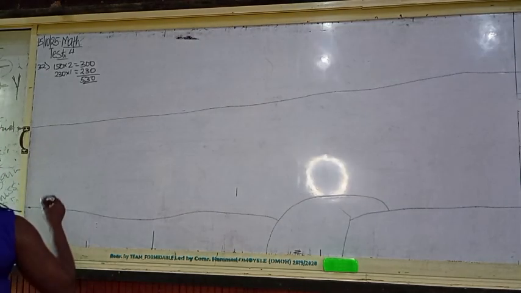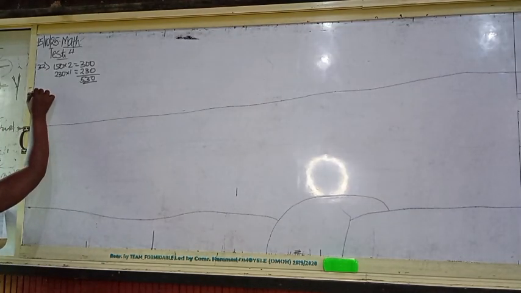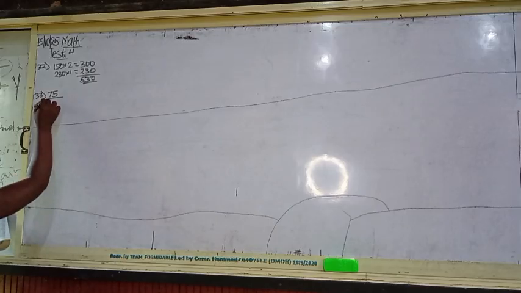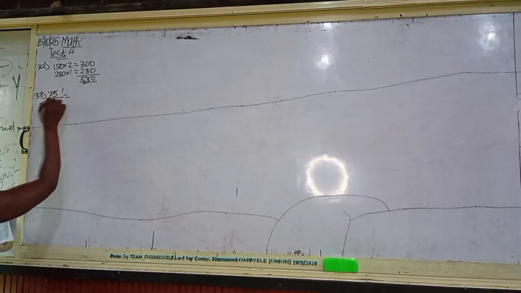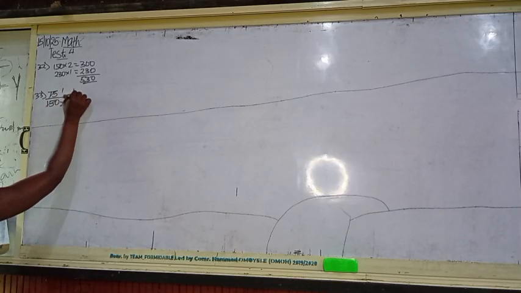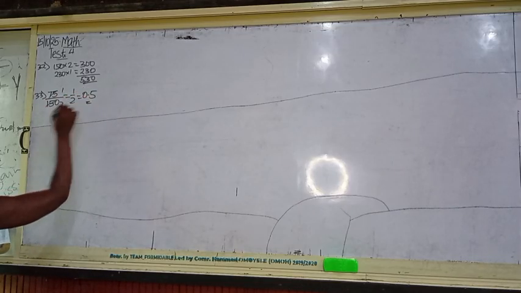The number 33 question says express 75 kobo as a decimal of 1 naira 50 kobo. 1 naira 50 kobo will be 150 kobo. Number 33, 75 over 150. So 75 here 1, 75 here 2. So that is 1/2, which is the same thing as 0.5.